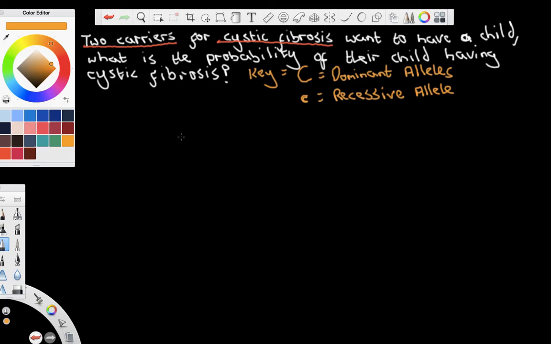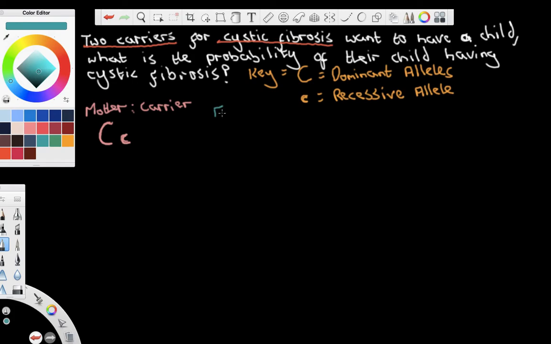Now, we've said that the parents are both carriers. So if we have a think about what their genetic makeup could be. So the mother is a carrier. Okay? That means that she must have one dominant allele, a capital letter, and one lowercase letter representing a recessive allele. On the other hand, the dad or the father is also a carrier.